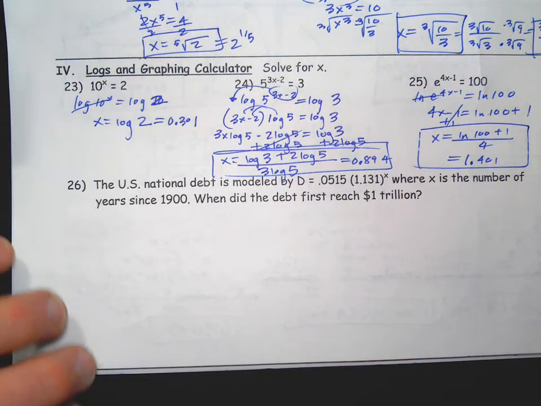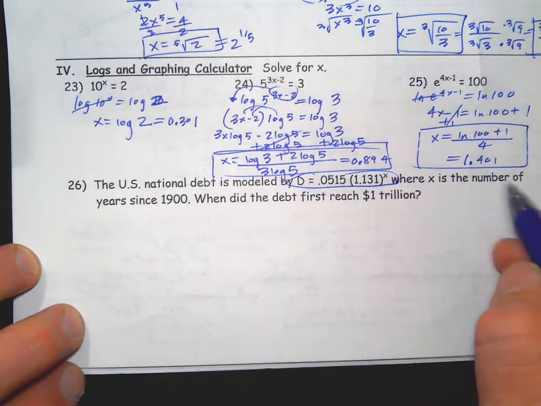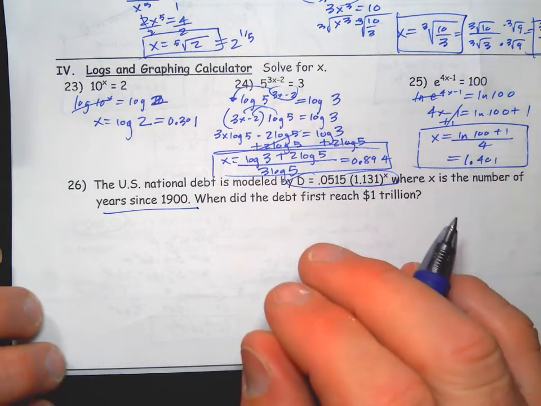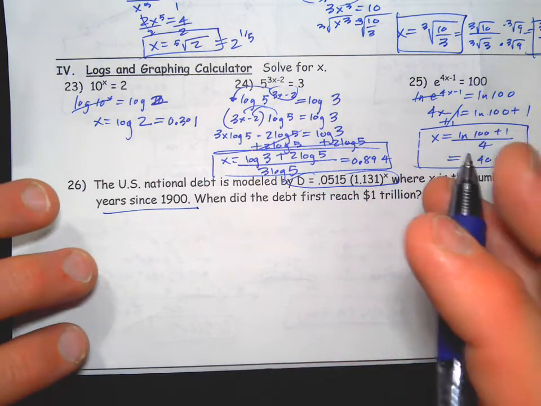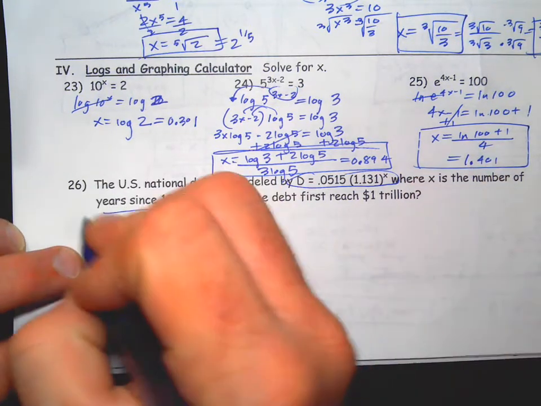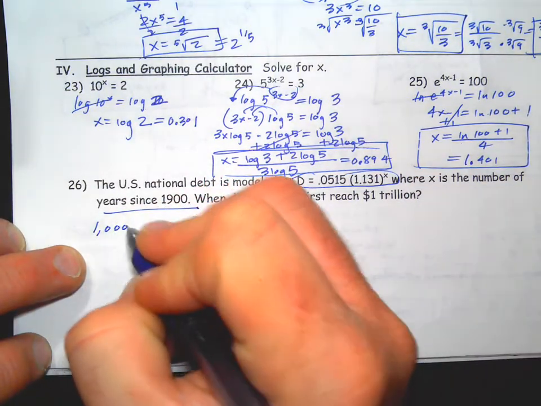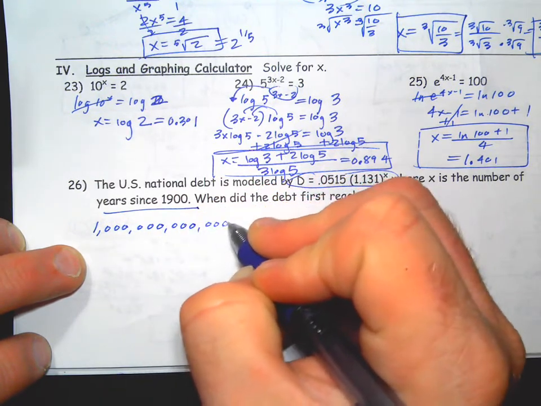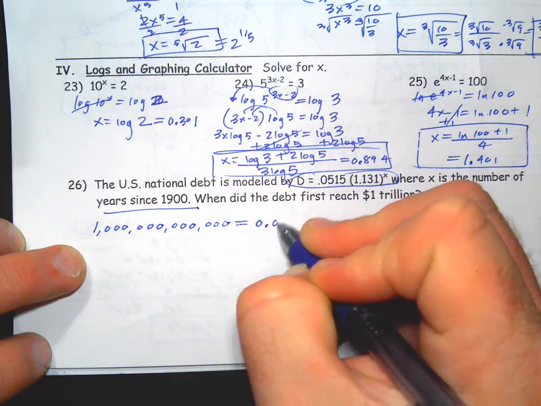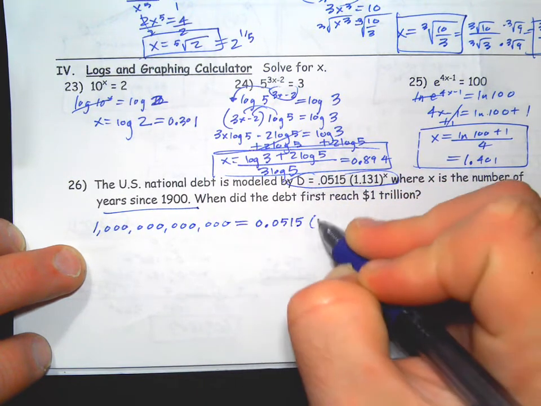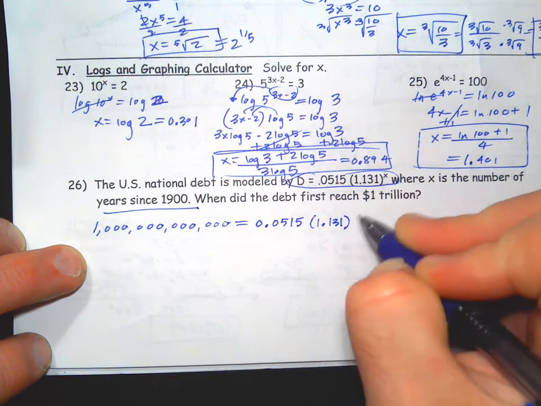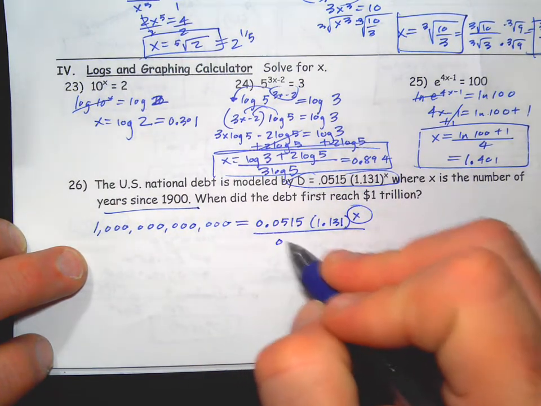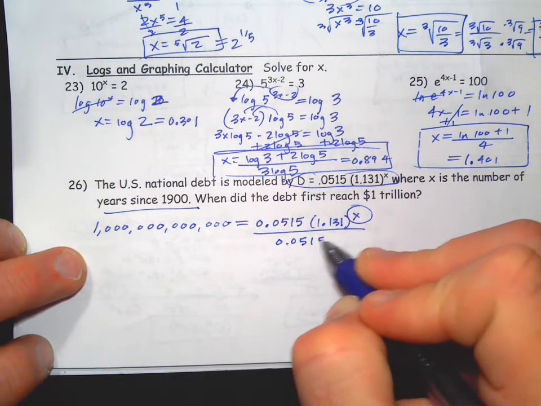Right, U.S. national debt is modeled where x is the number of years since 1900. When will the debt first reach 1 trillion? Pretty sure it's past that, but whatever. Let's just play along. 1 trillion, well, that's a million, that's a billion, that's a trillion. So we're using this model, and we're setting it equal to the desired outcome that we're looking for, and then we can solve for x. So we're going to divide by 0.0515.